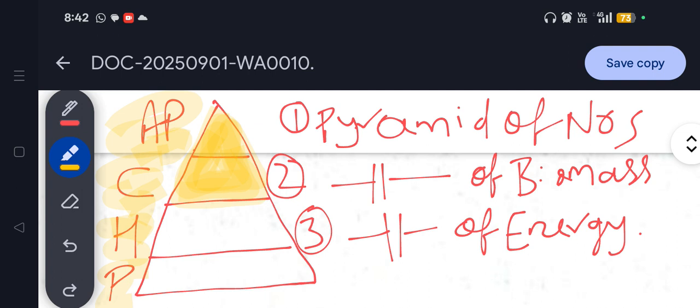So first we will be understanding the pyramid of number. After that we will be understanding the pyramid of biomass, and then pyramid of energy. If you are able to understand these two concepts, that is pyramid of number and biomass, properly, understanding pyramid of energy is not difficult. Basically all these three types of pyramids are very easy to understand.